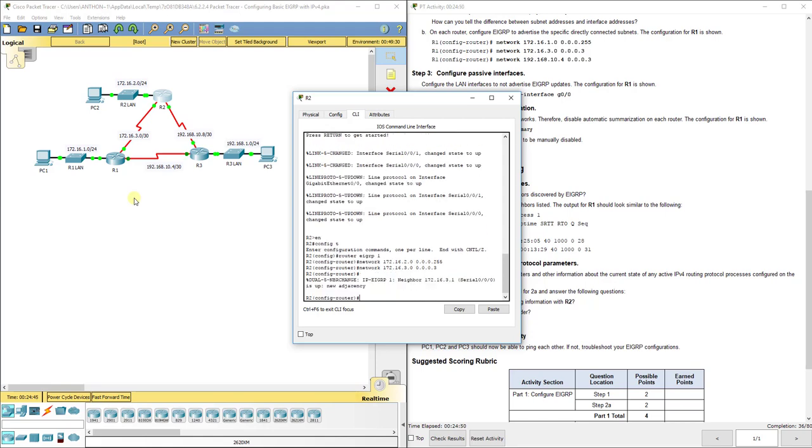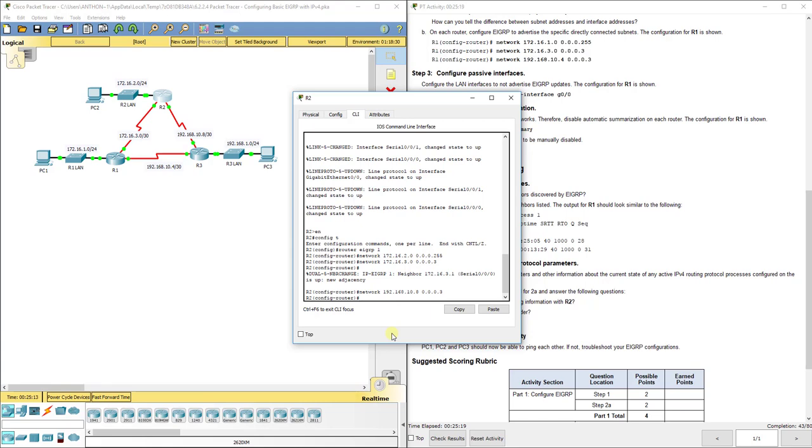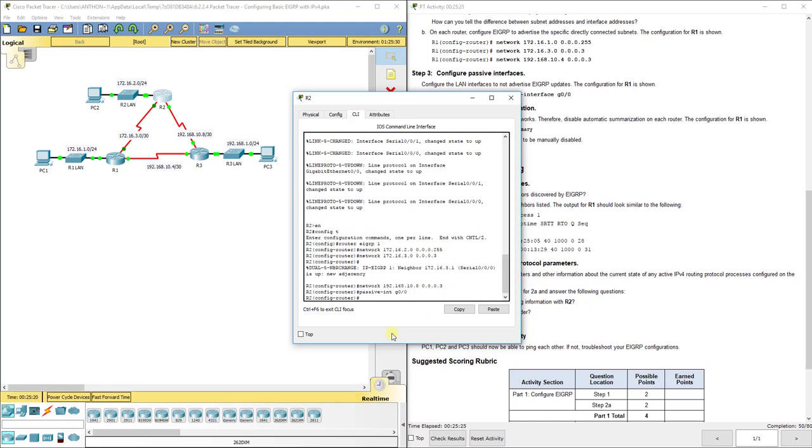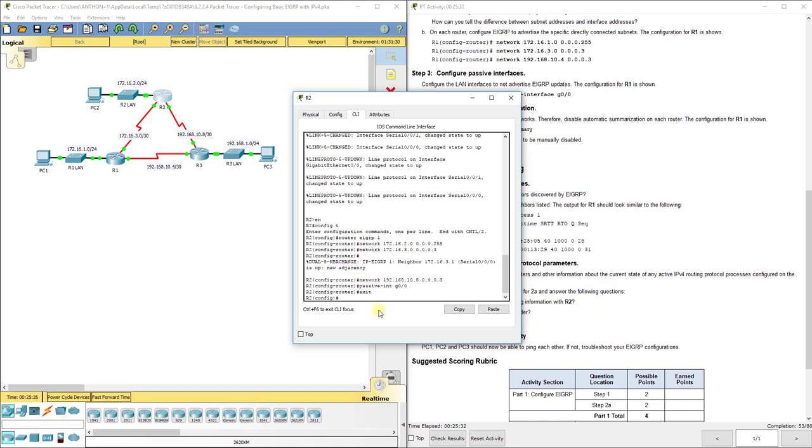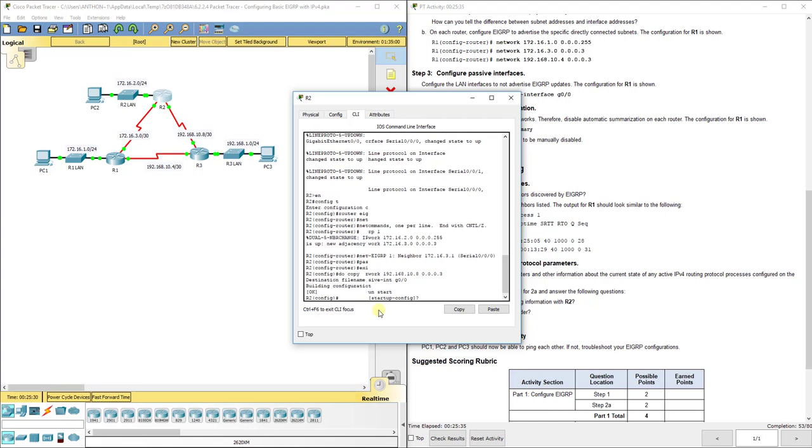Now, I know that that seems like it's overlapping with R1, but remember, we want to form these adjacencies. As soon as I entered that in there, you saw it form an adjacency saying, hey, we know about that same network, okay? Next, we're going to do network 192.168.10.8. That's the one that R2 shares with R3 right here, okay? And 0.0.0.3 because it's a slash 30. So the wildcard mask would be 0.0.0.3. Okay. Now it happens to have the same LAN interface name. So we'll do passive-interface G0/0 so that it doesn't send any routing updates out to PC2. Okay. And I'm going to do a do copy run start.